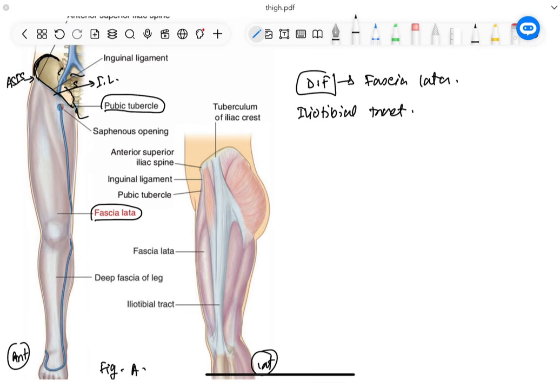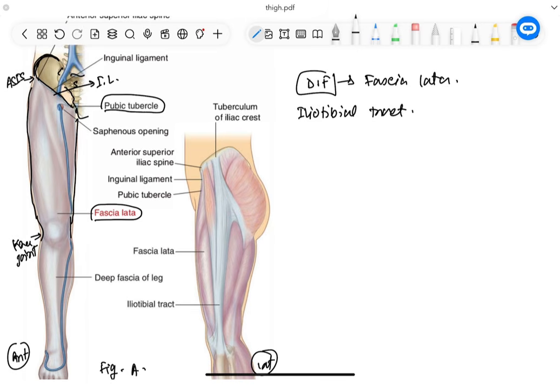And when it is coming inferiorly, coming down by covering the whole thigh, it will come toward both sides of the knee and attach subcutaneously in the bony prominence area and blend with the capsule of the knee joint. So, here in the knee joint area, it will blend with the capsule of the knee joint. That is all about the fascia lata attachment.